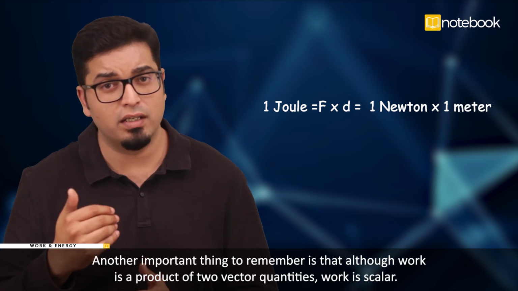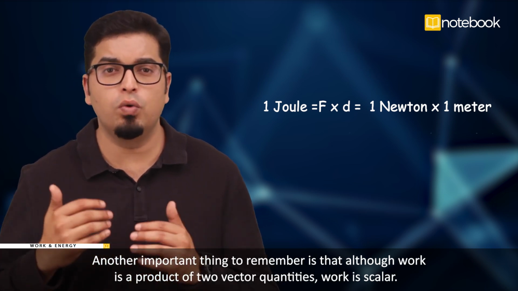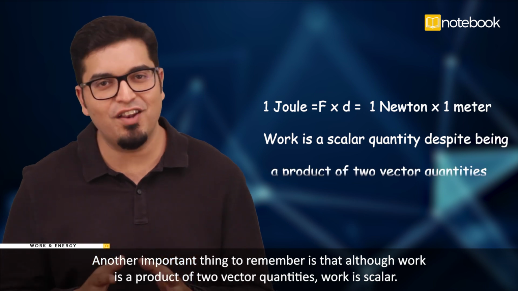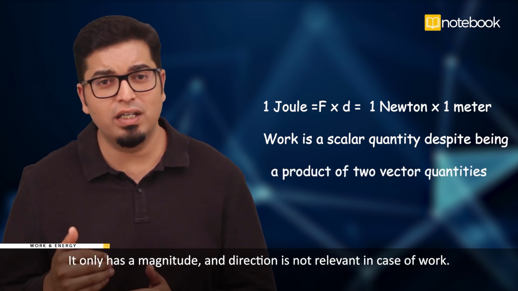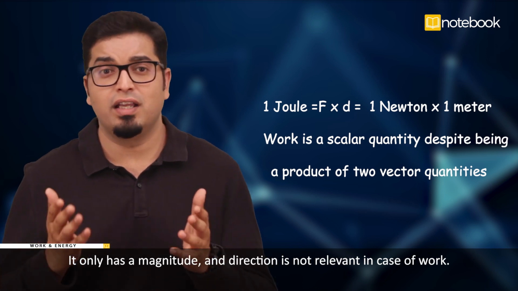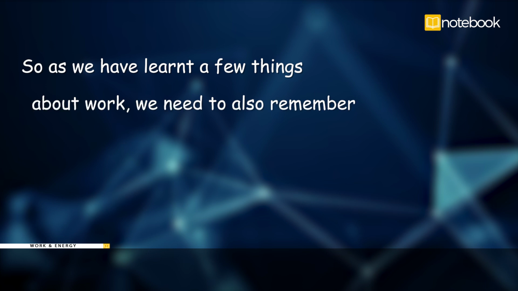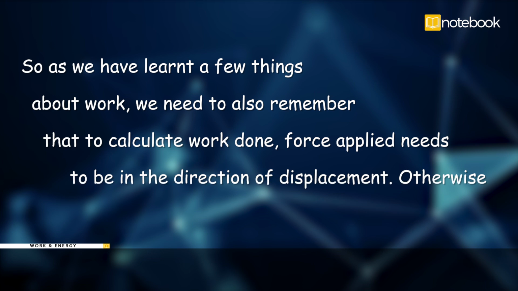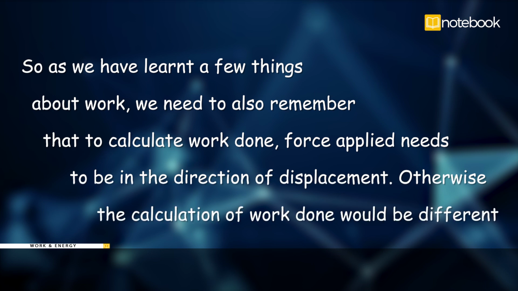Another important thing to remember is that although work is a product of two vector quantities, work itself is a scalar. It only has a magnitude, and direction is not relevant in case of work. So, as we have learned a few things about work, we need to also remember that to calculate work done, force applied needs to be in the direction of displacement. Otherwise, the calculation of work done would be different.